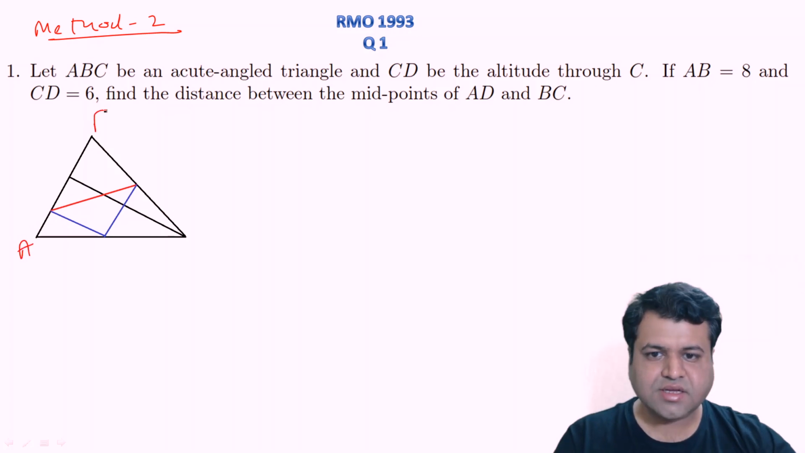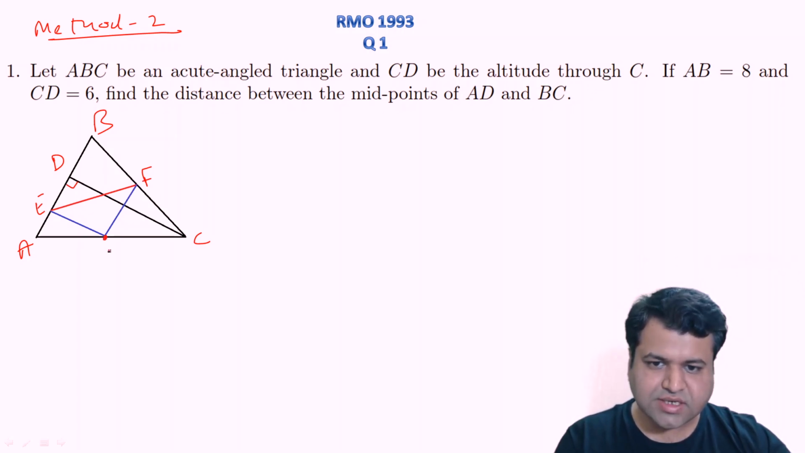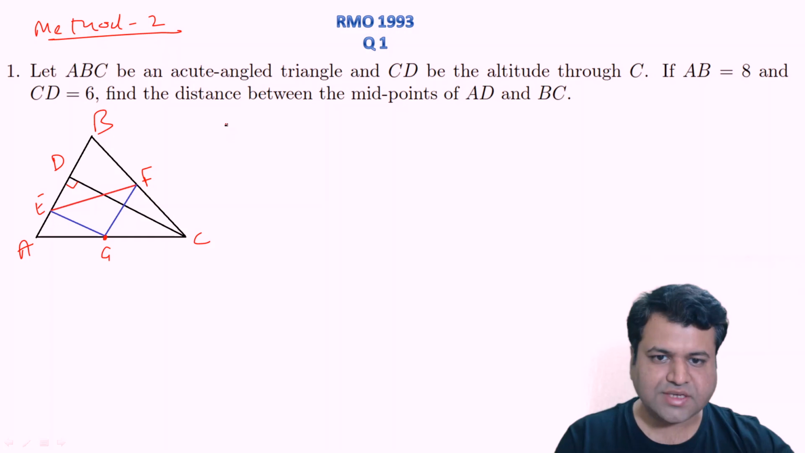Let's say ABC is a triangle and CD is perpendicular to this, right? And the midpoint of D is E and this is, let's say, F. Again we have made some construction. Let's assume G is the midpoint of AC.